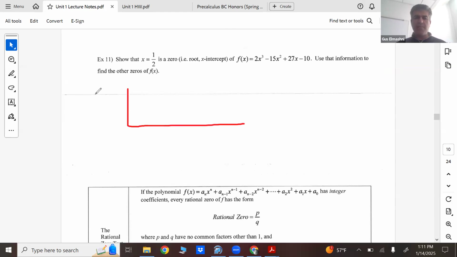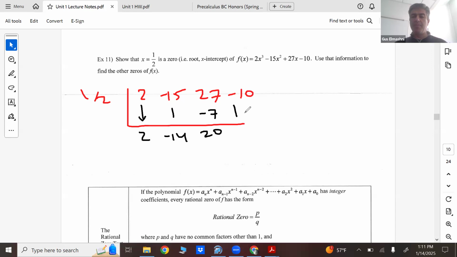Let's do synthetic again. All right, let's kickstart. How do I get kickstarted? What do I do? Bring the 2 down. What's the next step, guys? Half of 2 is 1. Sorry, I'm talking too fast. And then add it, and then rinse and repeat. Look at that. You should get 0 because they said so. We should get 0. Now, what do you want to do with this? What does that represent?